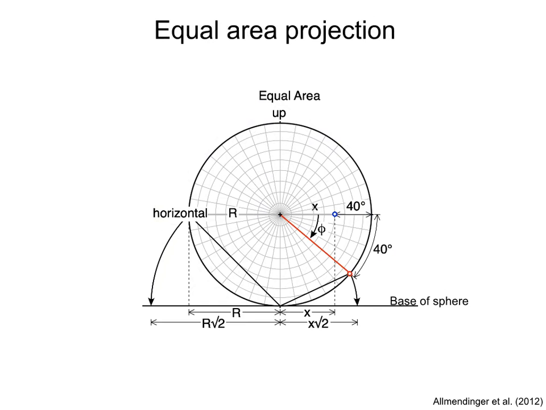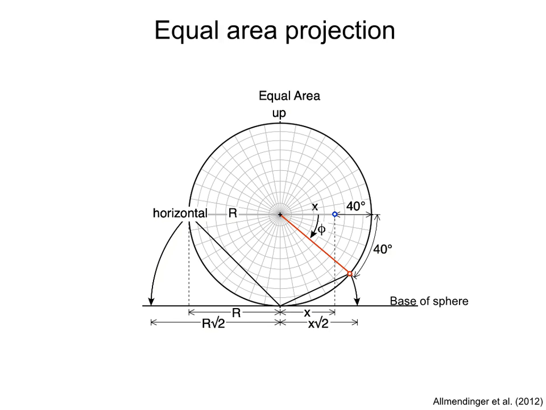This figure shows a vertical plane through the sphere. A line passing through the center of the sphere intersects the sphere at a point, here shown in red. In the equal area projection, instead of projecting this point to the zenith, we project it to the base of the sphere, along a circular arc with center at the base of the sphere. We then scale the distance of this point to the base of the sphere so that it fits the radius of the sphere. In this case, the scaled distance is x.